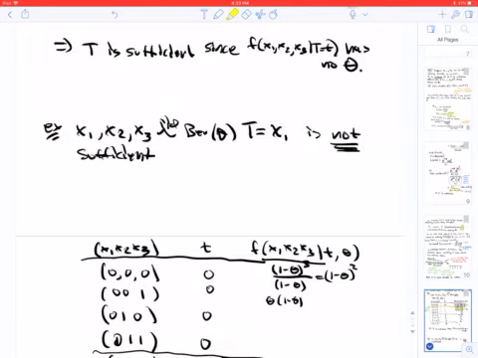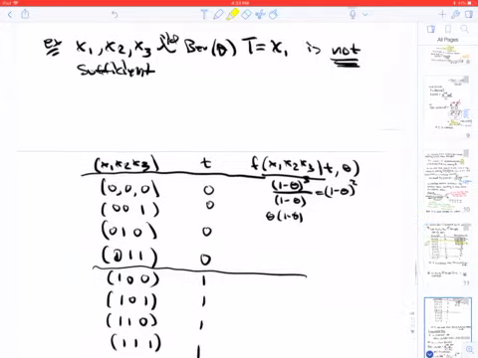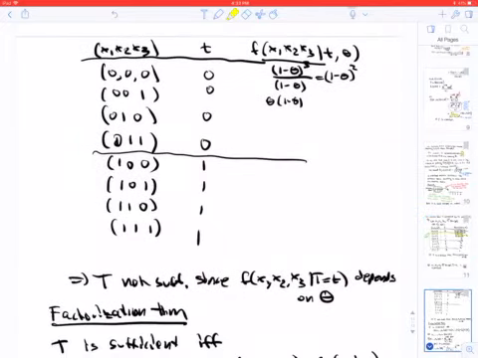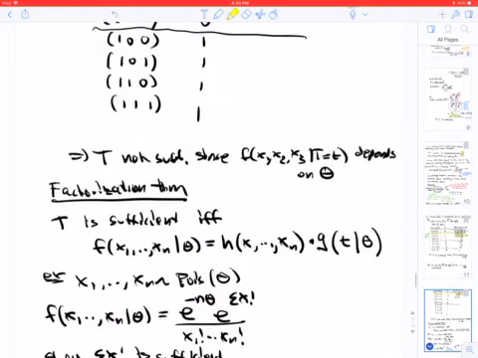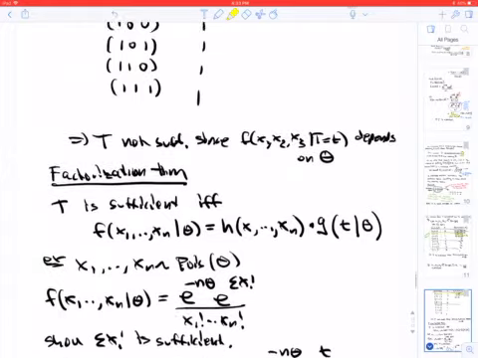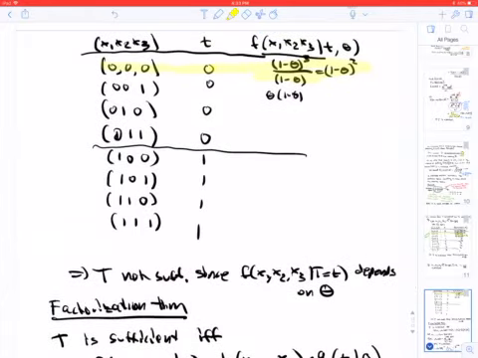So here's an example of a statistic that's not sufficient. So say that t is just the first entry, x1. So now you can partition your outcome space into 2 parts. And you can see right away here that your conditional density does depend on theta. So t is not sufficient.